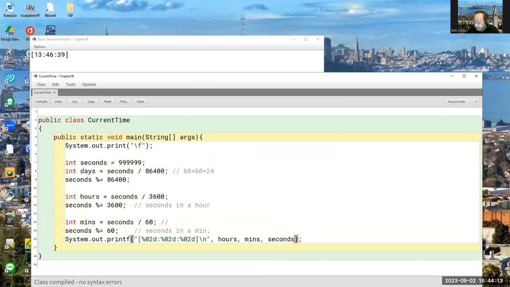Now we want to grab the time from the system. Okay, so we will have a long integer called timestamp. This timestamp will be equal to System.currentTimeMillis. Okay, there's a function called this. Let me check. Okay, yes. So that actually is the current time in milliseconds.